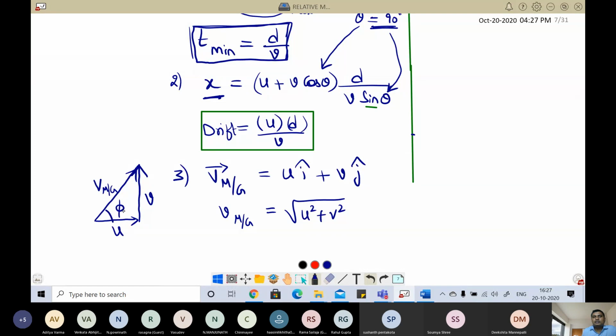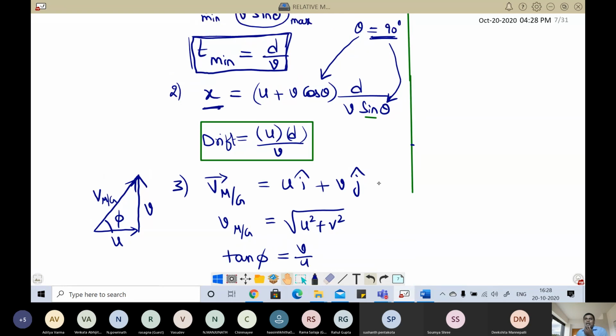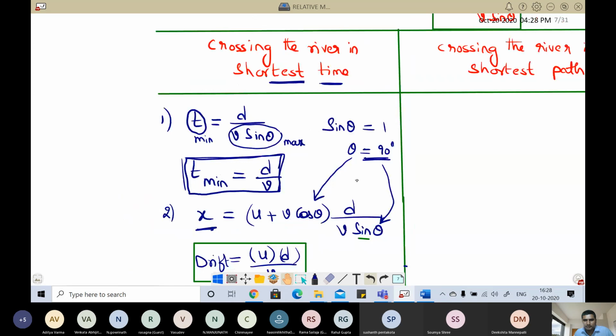And what is the angle made? This angle is not theta. This angle is phi. Theta is the angle made by the man's effort with the river flow. This is the velocity of man with respect to ground. So therefore tan phi is equal to v by u. These three things you have to remember for the man crossing the river in the shortest time.